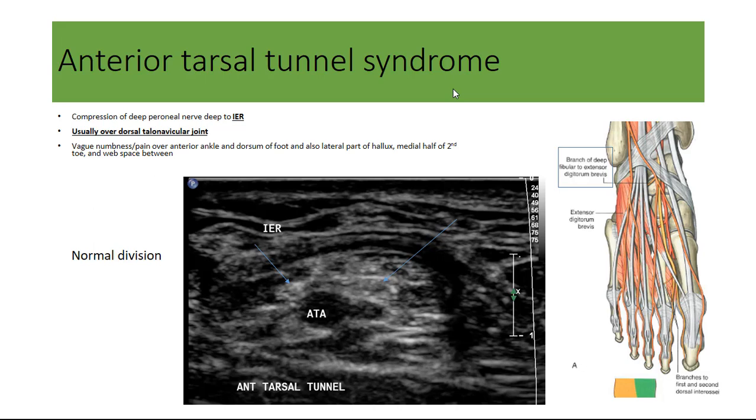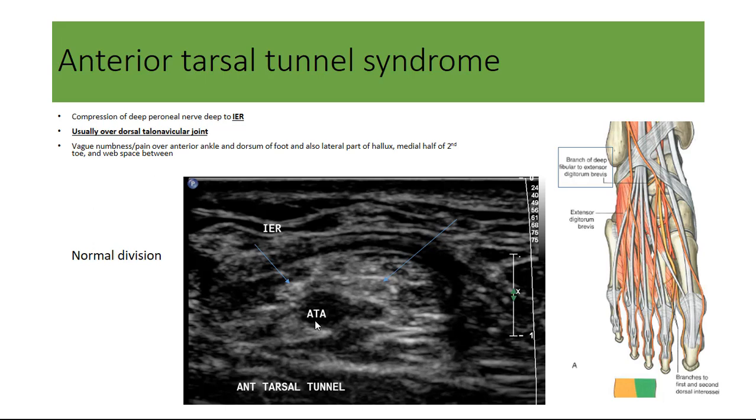We tend to call the tarsal tunnel the medial aspect of the ankle, where our flexor tendons run through and our tibial nerve runs through. So that's called the tarsal tunnel. But our anterior tarsal tunnel is the anterior part of the ankle, and it's sitting deep to this inferior extensor retinaculum. So here's our inferior extensor retinaculum.